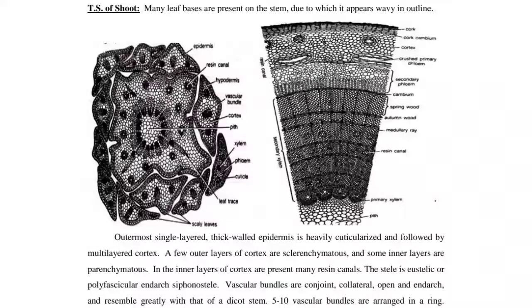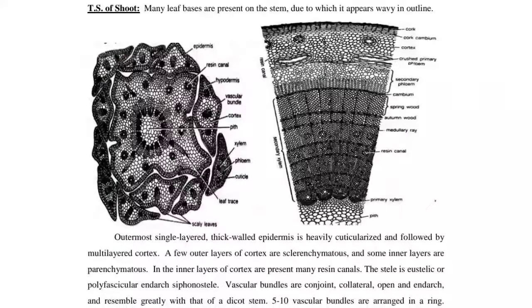TS of shoot. Many leaf bases are present on the stem, due to which it appears wavy in outline. Outermost single-layered, thick-walled epidermis is heavily cuticularized and followed by multilayered cortex. A few outer layers of cortex are sclerenchymatous, and some inner layers are parenchymatous. In the inner layers of cortex are present many resin canals. The stele is eustelic or polyfascicular endarch siphonostele.